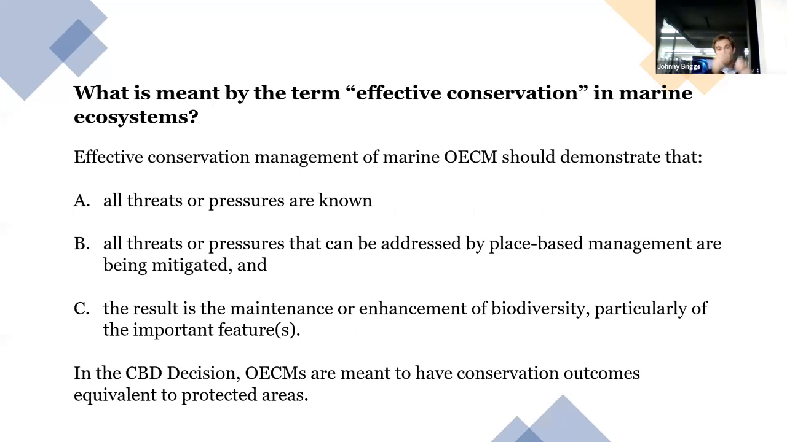Now, as Felipe touched upon, what is effective conservation? According to the way IUCN is developing its thinking on this, all threats or pressures in an area should be known, and all threats or pressures that can be addressed by place-based management are being mitigated. For example, flow from a river on land cannot be managed through a marine OECM, so that is not a manageable pressure. Impacts of climate change are not manageable. And you've got to show that the result is the maintenance or enhancement of biodiversity. Again, the conservation benefits are supposed to be equivalent to MPAs, notwithstanding, obviously, that some MPAs are a bit crap.